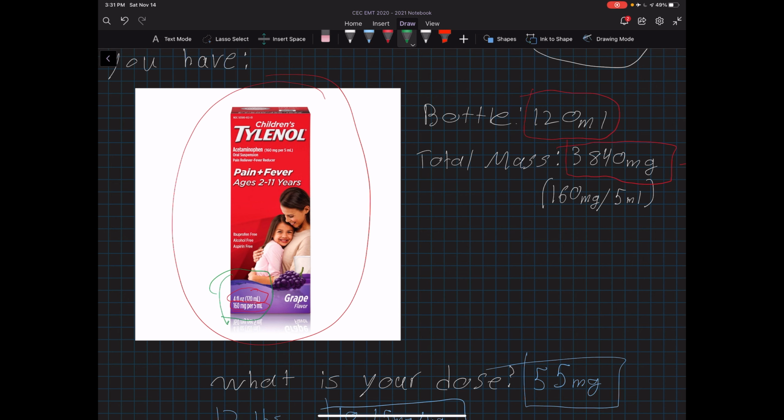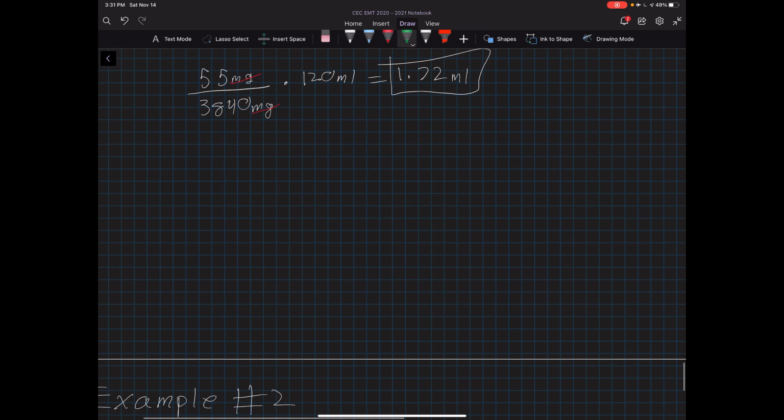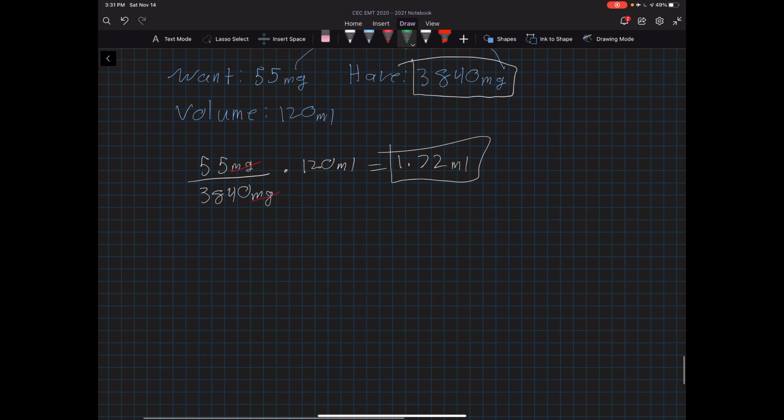If you just took this and went back down here, our want stays the same. Let's just stay on track here. Our want stays the same. We still want 55 milligrams.